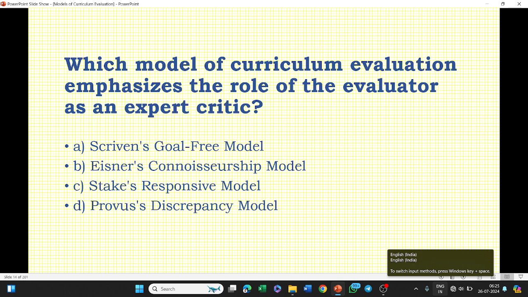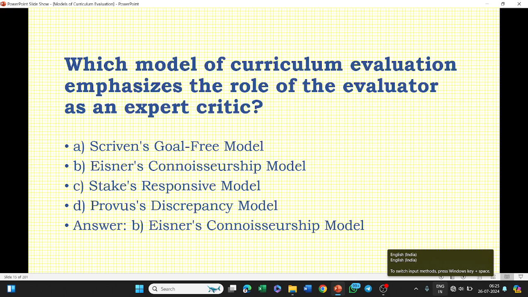Next, which model of curriculum evaluation emphasizes the role of the evaluator as an expert critic? Options: Scriven's goal-free model, Eisner's connoisseurship model, Stake's responsive model, Provus's discrepancy model. Answer of this question is option B, that is Eisner's connoisseurship model.